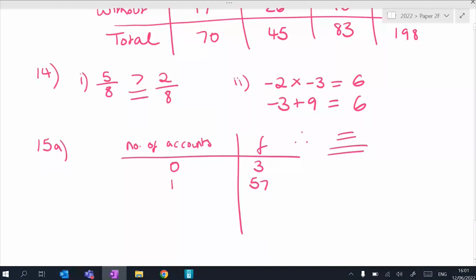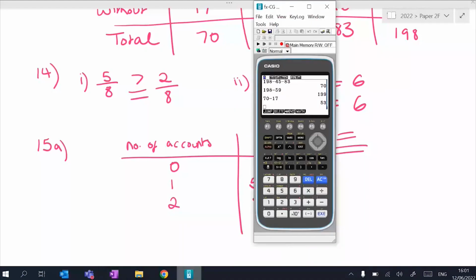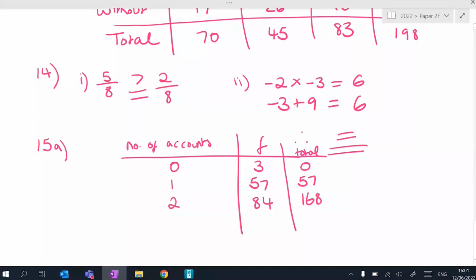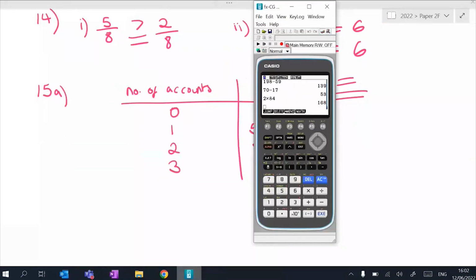Okay, so altogether, I'm going to add a column that says total. So if 3 people have got 0 accounts, that's still 0 accounts. If 57 people have got 1 account, that is 57 accounts. If 84 people have got 2 accounts, okay, then I want to do 2 times 84 to work out how many accounts there are altogether. So 168 accounts.